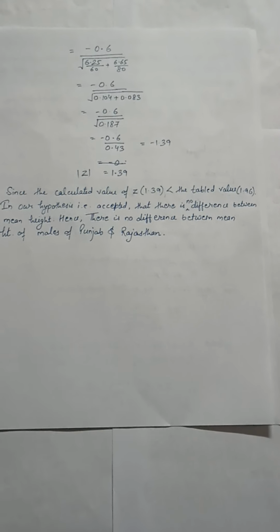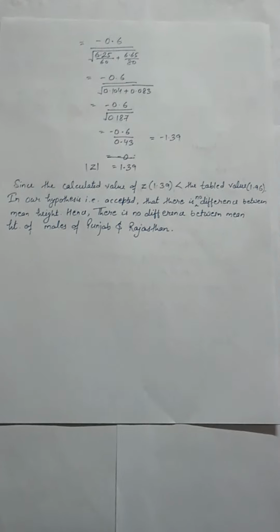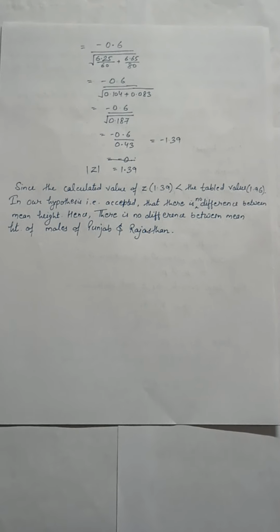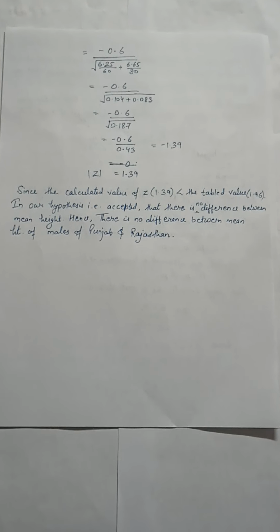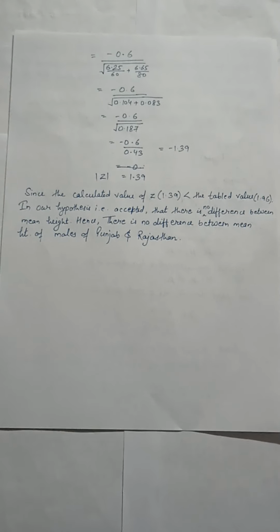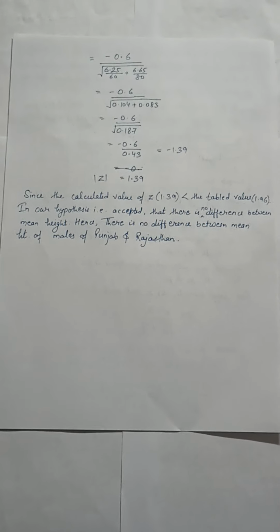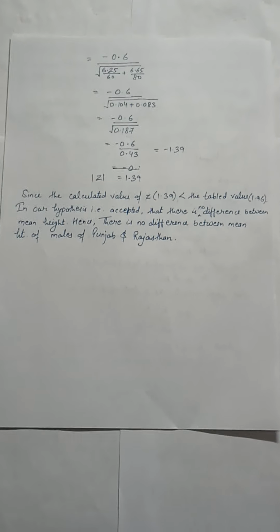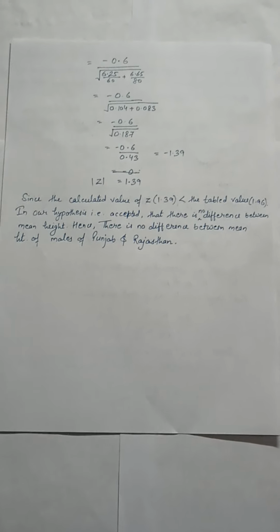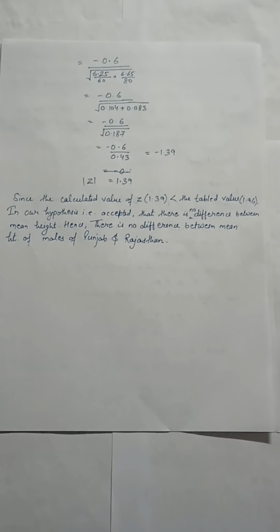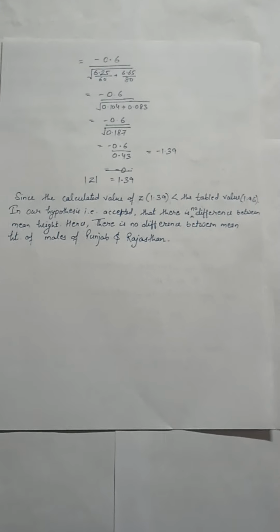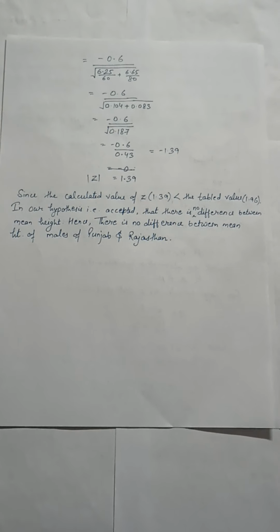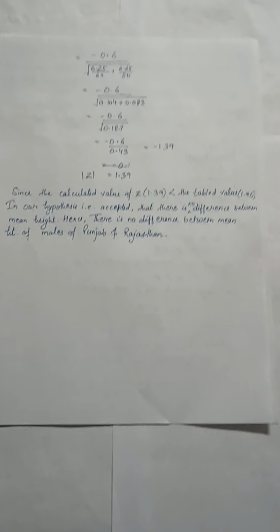After substituting the values, we have solved this and we have seen the value of Z is minus 1.39. Now, since it is negative, let's consider the modulus of Z, positive value, that will be 1.39. So, since the calculated value of Z, that is 1.39, is smaller than the tabled value, that is 1.96, in this our hypothesis is accepted that there is no difference between mean height. And hence, we can conclude that really there is no difference between mean height of males of Punjab and Rajasthan.